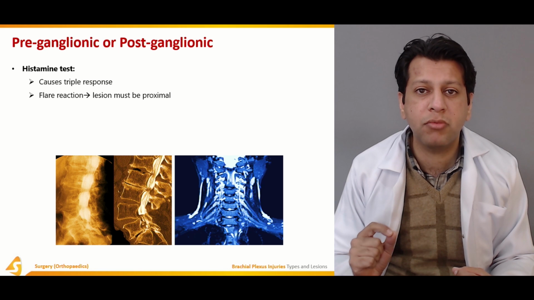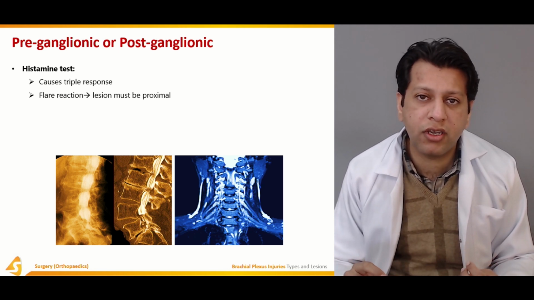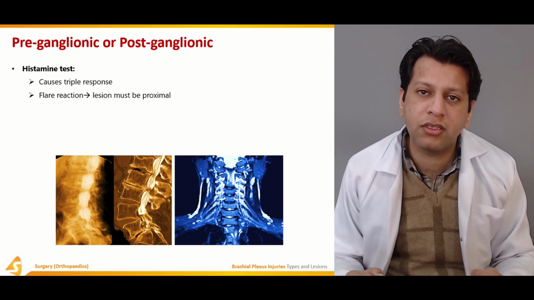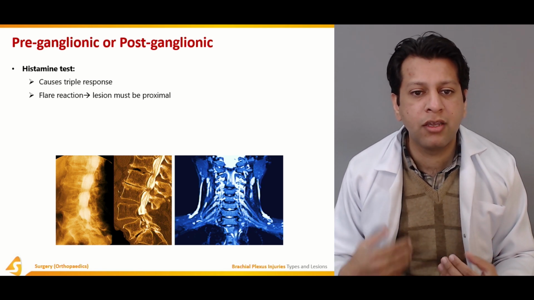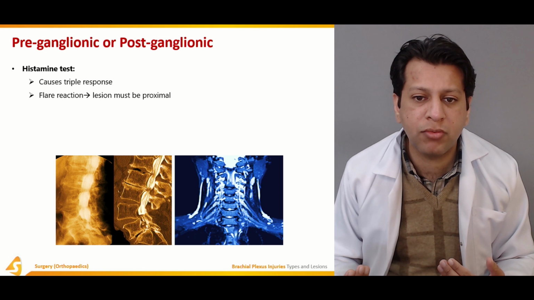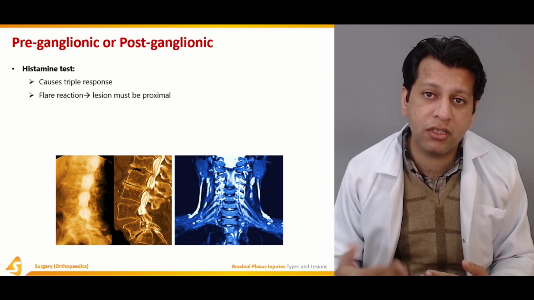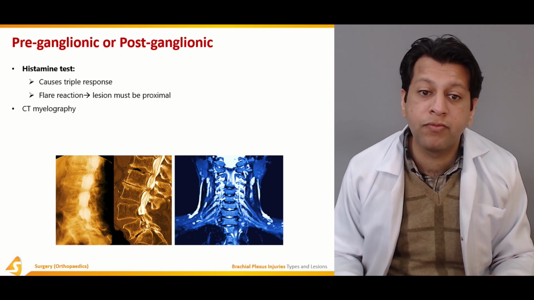Histamine is injected subcutaneously into the skin and usually produces a triple response. There is a flare, there is swelling, there is redness, and there is a wheal formation over the skin, which tells us whether the histamine test is positive or not. If it is positive, this means that the lesion is postganglionic, and if the response is absent, there is a preganglionic root avulsion.